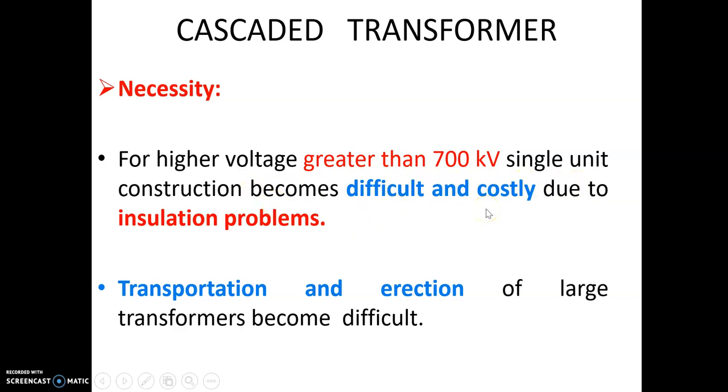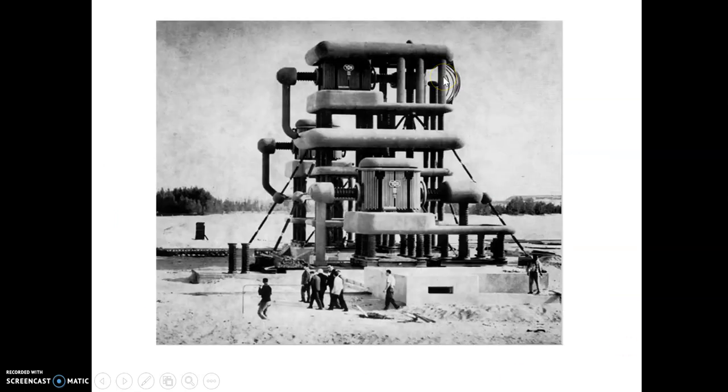For voltage greater than 700 kilovolt, single unit construction becomes difficult and costly, because you have to design it, and the design will be difficult and the construction will be difficult. One huge, bulky transformer makes transportation and erection difficult. The cost will be very large due to the insulation problem. So due to all this, there is a requirement that you use a cascaded transformer.